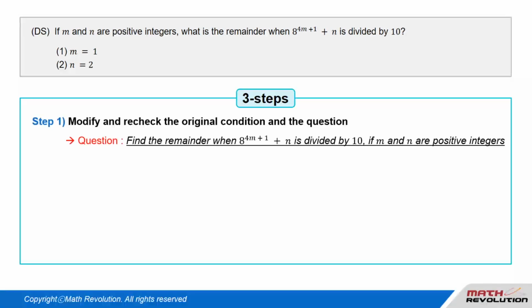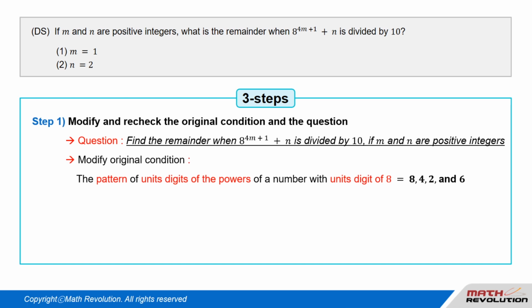Let us follow the first step of the variable approach by modifying and rechecking the original condition and the question. We are required to find the remainder when 8 to the whole power of 4m + 1, plus n, is divided by 10 for positive integers m and n. This type of question frequently appears in the exam, so remember this. Since you already understand how to tackle this question, be ready to get 30 out of 31 questions correct in the actual exam. Now, let us modify the original condition based on the property we have learned.